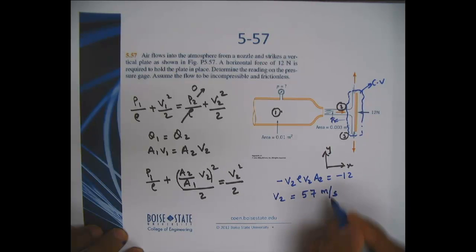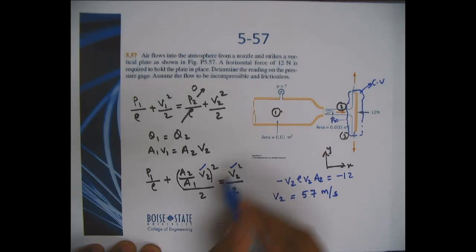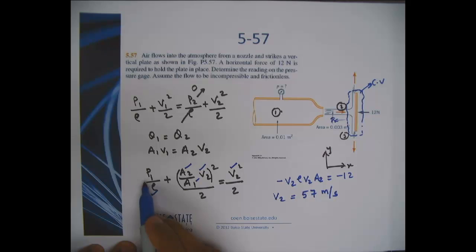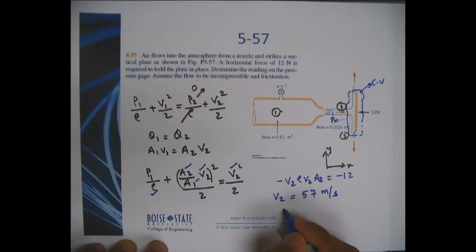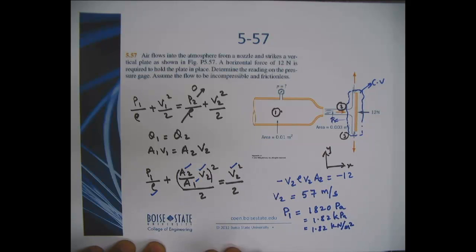So if you put in the numbers and density of air from the tables, you should determine V2 to be 57 meter per second. Okay, so now that you have that, you know V2, you know these guys, you know this, so you have an equation and only one unknown. Just make sure you put in all the numbers and check for units. You should end up with P1 gauge is 1820 pascals or 1.82 kilopascals or 1.82 kilonewton per meter square.